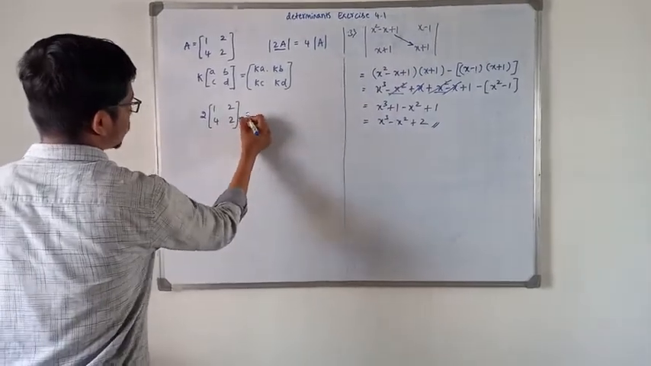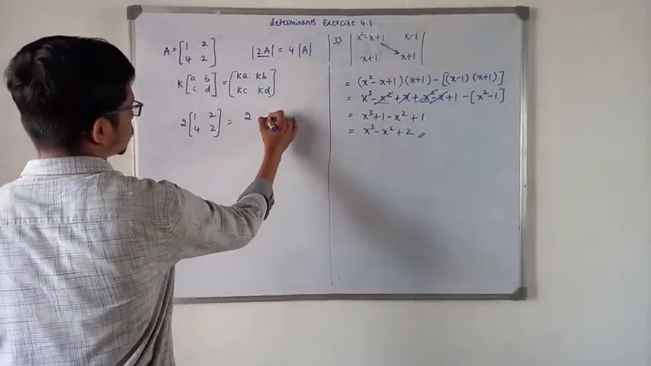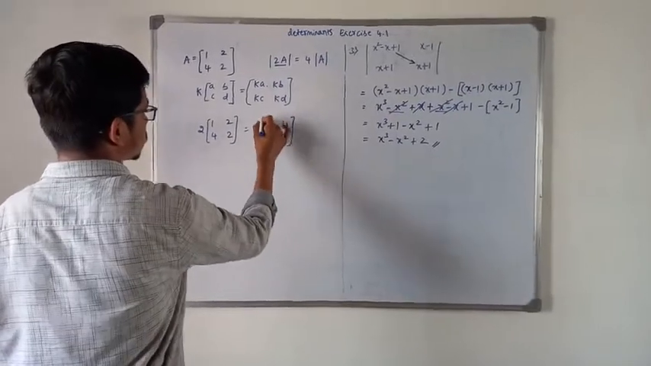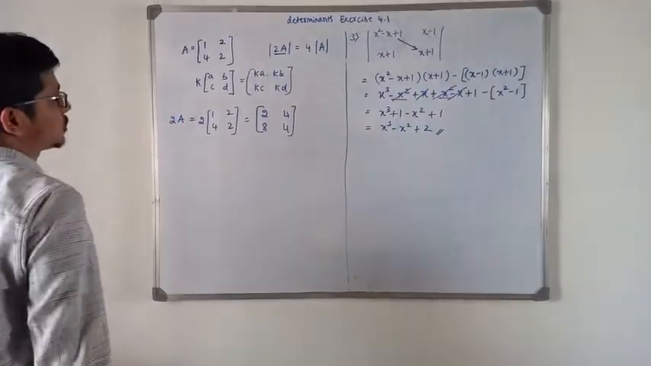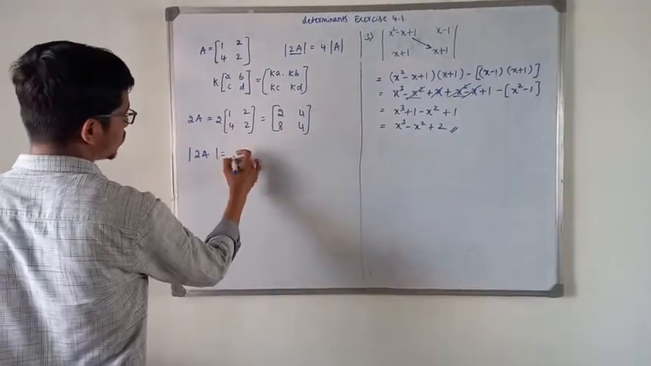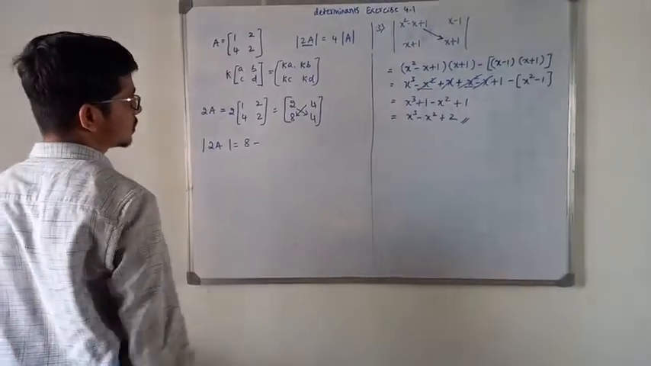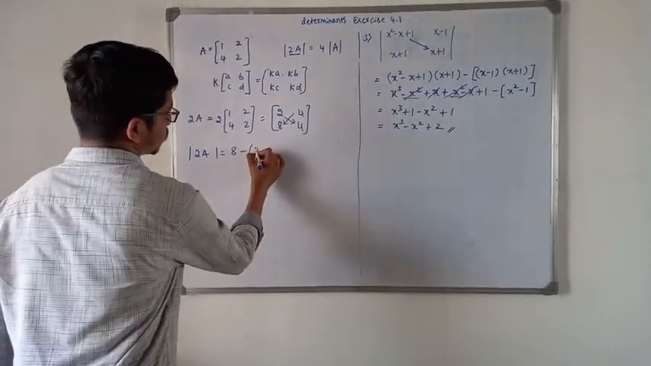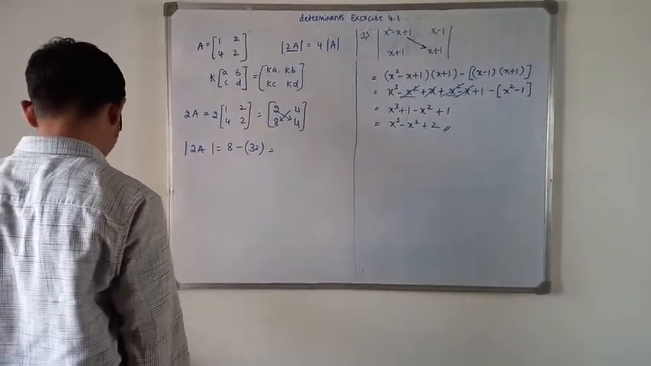This value is equal to how much? 2 into 1, that is 2. 2 into 2 is 4. 2 into 4 is 8. 2 into 2 is 4. This is which matrix? 2 into A matrix. Here the determinant of 2 into A matrix is equal to how much? 2 into 4, that is 8, minus 8 into 4, how much is that? 32. Which is equal to how much?